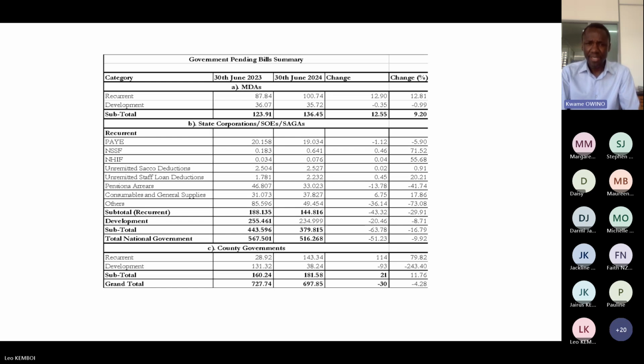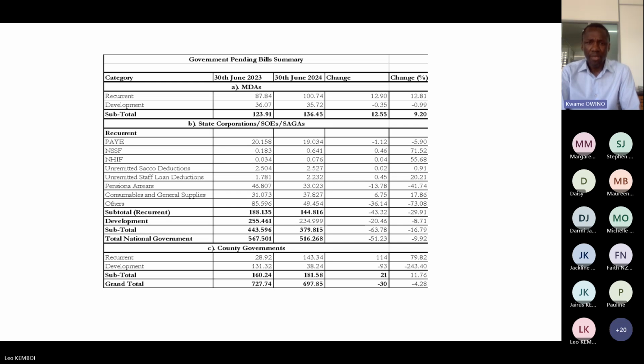What you can see here is that on the recurrent side, ministries, departments, and agencies of government, so that's national government, owed 87 billion in pending bills in June 2023, and this had moved to 100 billion, a 12% change, in 2024. So that shows that at the national government level, debt on recurrent expenditures has gone up. And remember, recurrent expenditures tend to be wages. So the wages that were owed and pending were almost 100 billion, and had grown by about 12.5%, 12.8%.